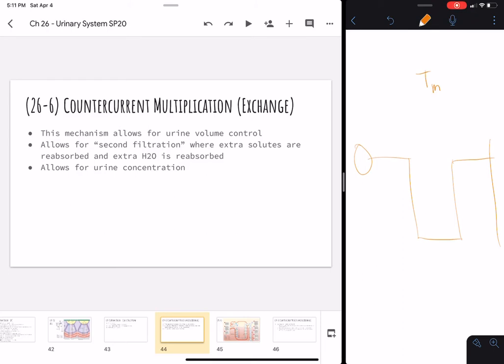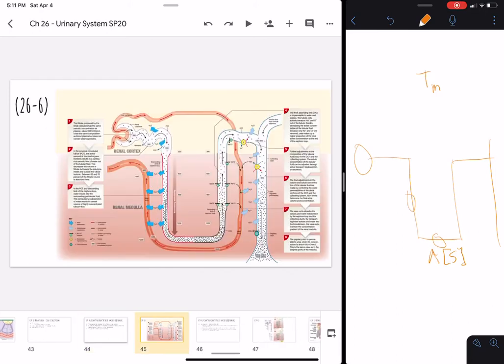So remember, the descending limb is reabsorbing water, and so by the time we end up at the bottom of the nephron loop, we have a really, really high solute concentration. And we really don't have a lot of water left over, but if we do, the collecting duct will take care of it for us. So we're trying to concentrate urine as much as possible by the time we get down here.